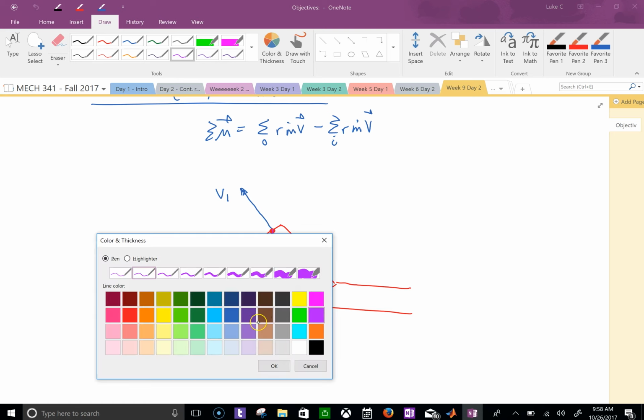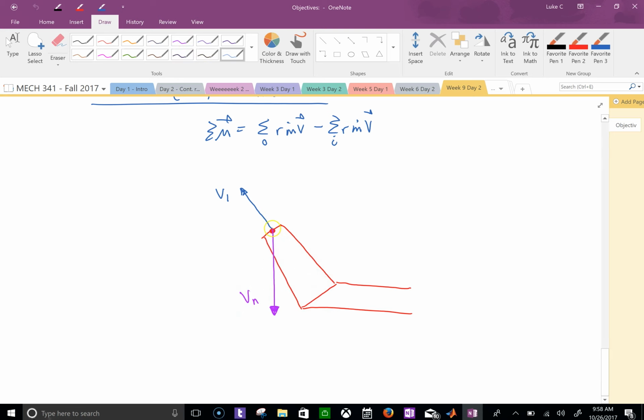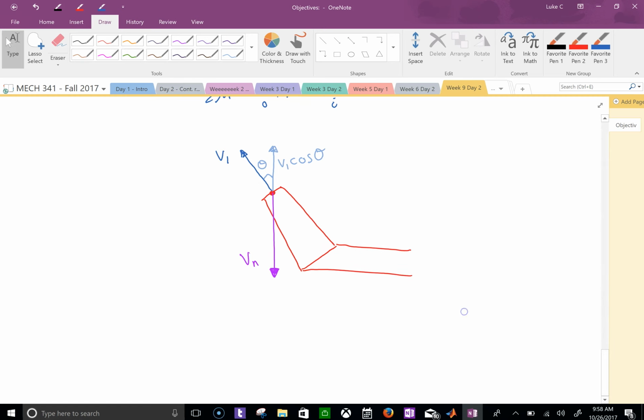And I'm going to break up, might as well do this in light blue, this component right here. This would be V1 cosine theta? So far, so good? Okay. What did I do first here? Yeah, we're going to look at these directions. I'm going to assume that up is positive, okay?